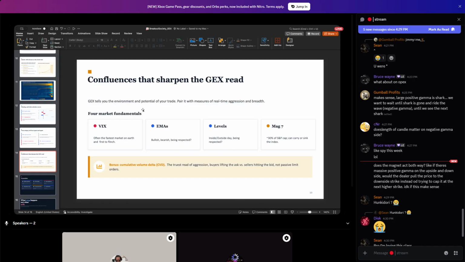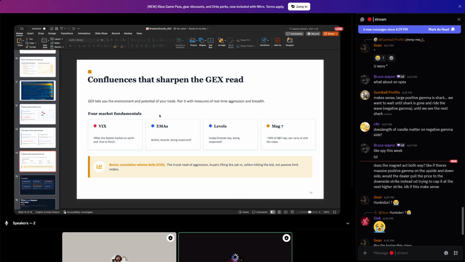Okay, like I was hinting to before, GEX is a cool tool and it is really useful, but you can't use it by itself. That's just the way the market is. Your charts are there for a reason. So, how should you actually use this? GEX should be your read of what environment you're trading in and what is the potential of the trade you're entering. You know if your trade is going to chop out or if your trade has potential to run.